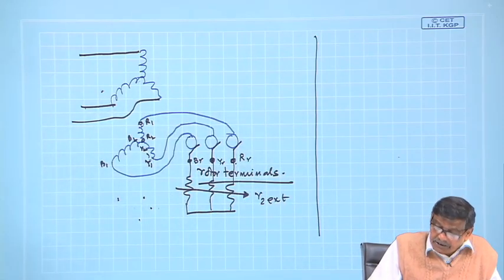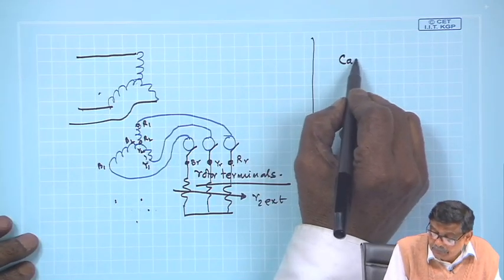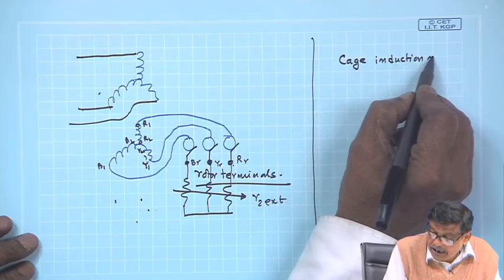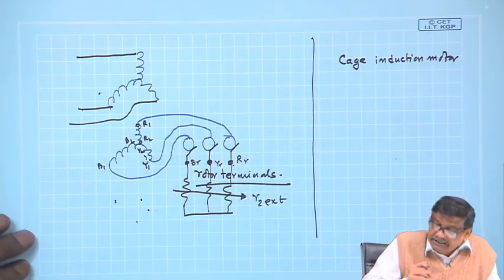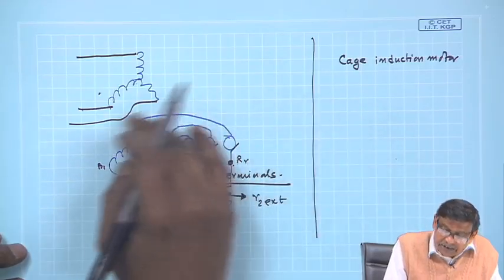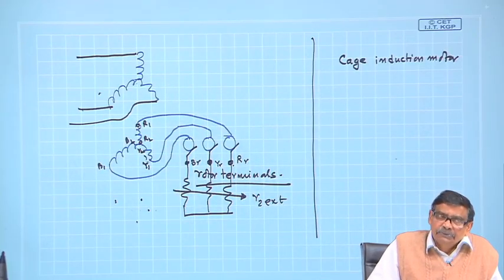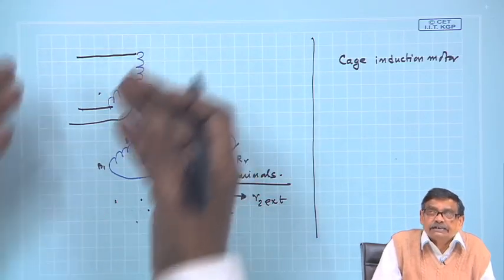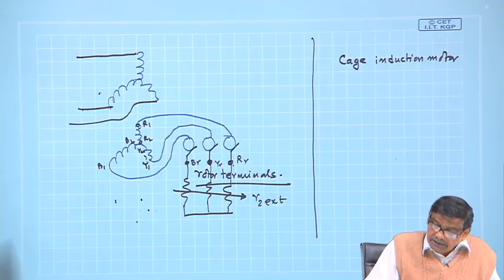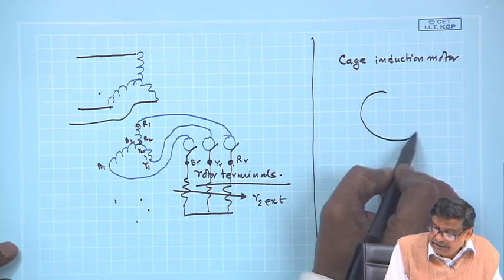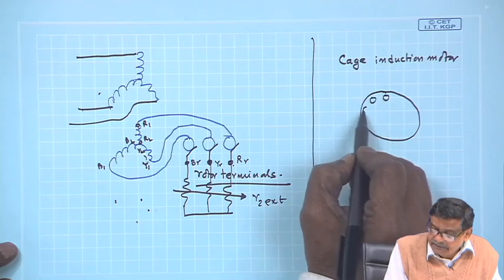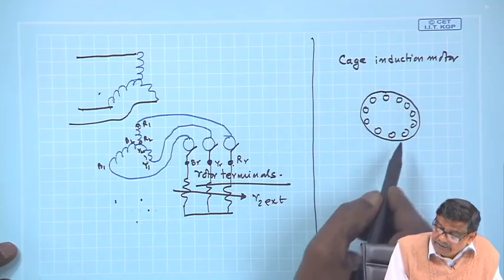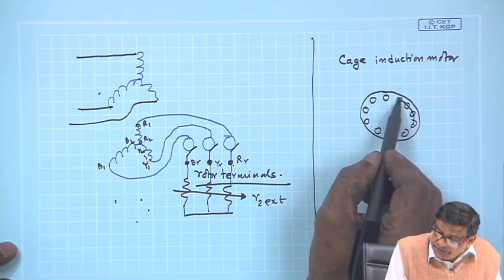What is the other kind of induction motor? It is the cage induction motor. I will just tell this much. In a cage induction motor, in the rotor, you do not make a 3-phase balanced winding the way we do it for the stator. What will be there? It will be represented like this. There will be conductors in slots, and these conductors will be shorted.